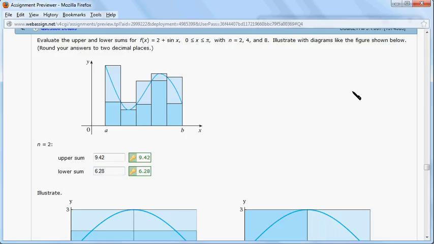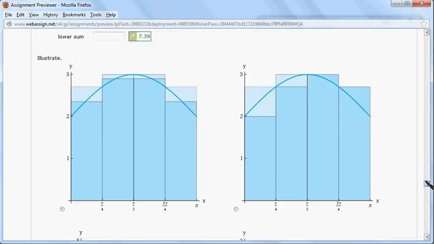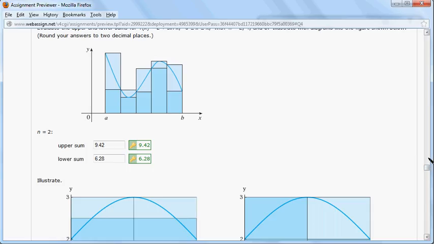So for the upper sum, you use the highest point to form a rectangle. And for the lower sum, you use the lowest value to form a rectangle. Right? That's it. The rest is pretty much the same, so I bet you can do it on your own. All right? That's it. I hope that this was clear.